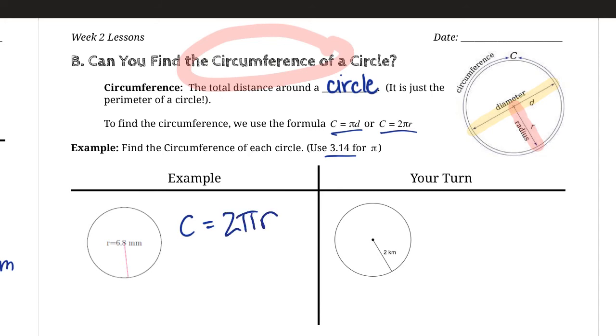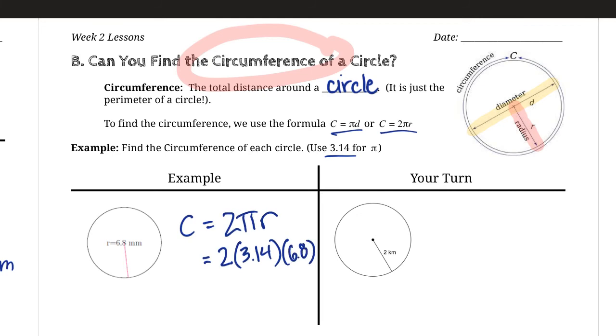Whenever you use a formula, you should always copy down that formula before putting numbers into it. So remember what this means. 2 is just the number 2 beside the pi, and because the 2 is directly beside the pi, it means we multiply. But what I'm going to do is put it in brackets. So pi is always 3.14. And then r, the radius, given in the question, is 6.8.